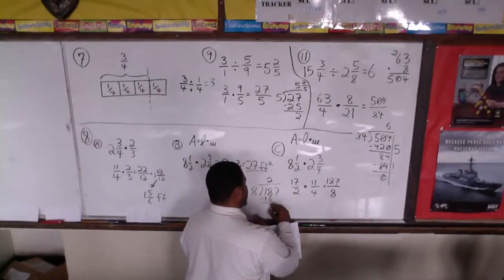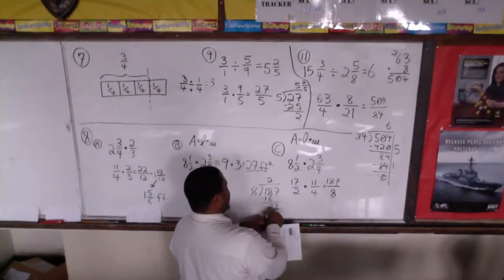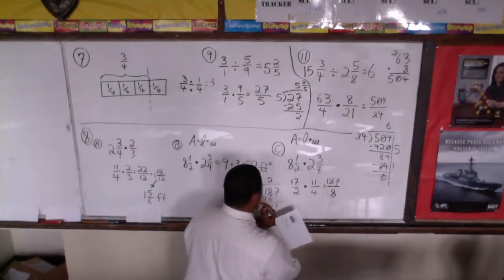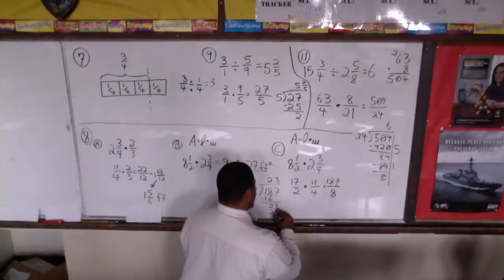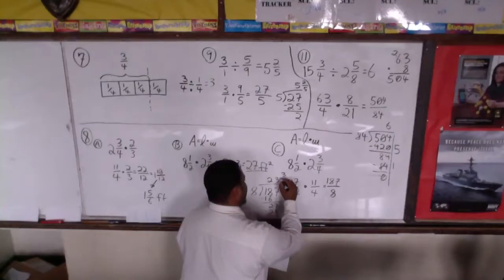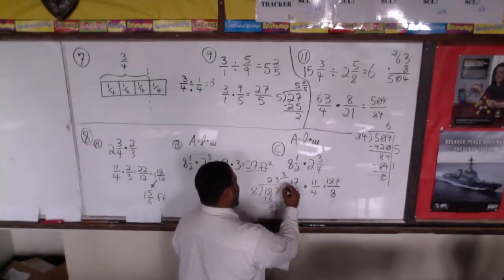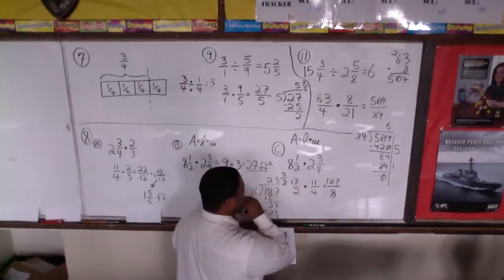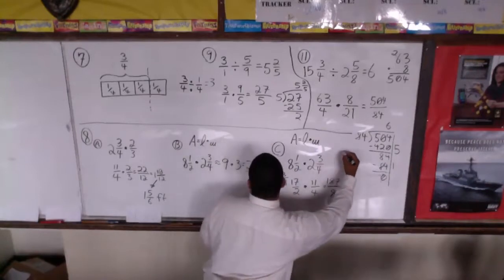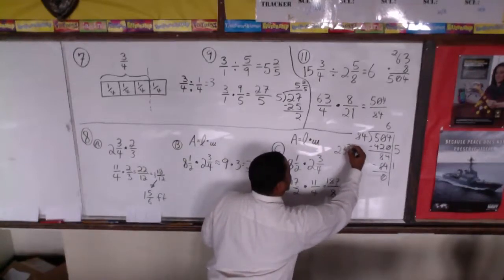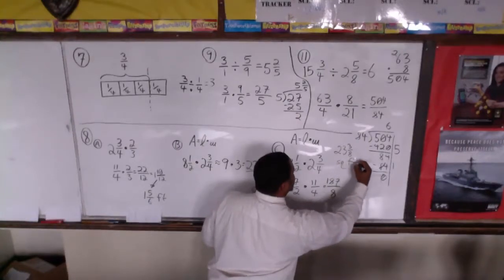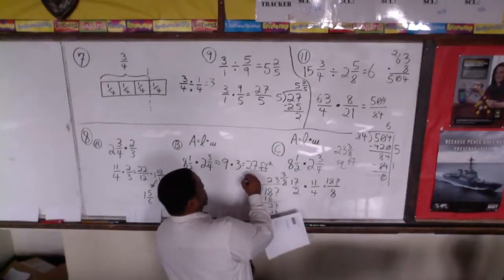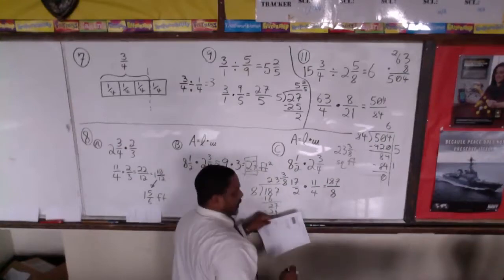16. Here's our 2, bring down the 7. 8 goes into 27 3 times. 3 times 8 is 24. Do that subtraction, we're left with a remainder of 3. So put our remainder here over our divisor, 23 3/8. So the answer is 23 3/8 square feet, which is not too far from our estimate of 27.